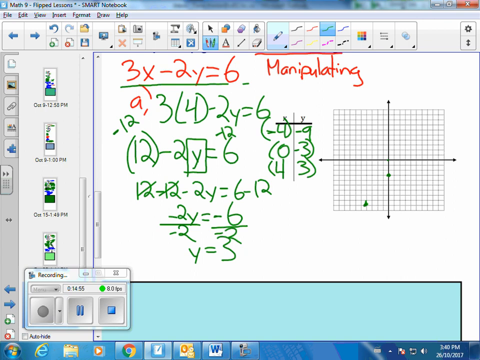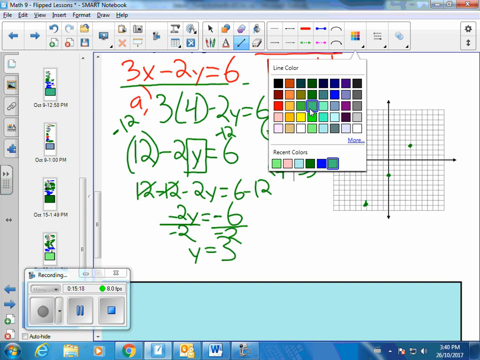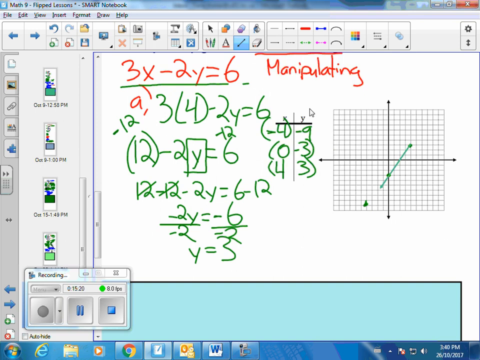My last point, I'm going positive 4. 1, 2, 3, 4. Then I'm going up 3. 1, 2, 3. And my final point is right here. Once again, I'm going in to erase these counting steps. And then all I have to do is draw my line. Let's do another green one. I draw my line right through all 3 points. I can even move it around a little bit if I need to. And there is my linear relation.